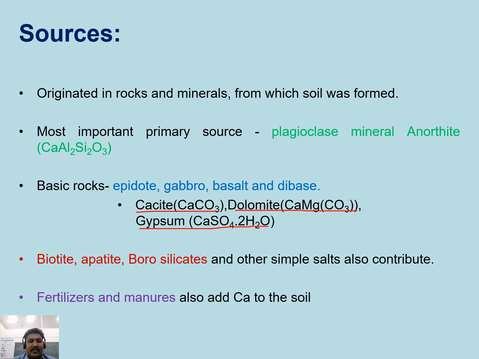And biotite, apatite, borosilicate, and other simple salts also contribute calcium. Apart from that, we are adding fertilizers and soil conditioners like gypsum and calcium carbonate, that is lime. From that, calcium can be added. If you are adding dolomite, calcium magnesium carbonate, or sometimes calcium magnesium sulfate, that will add both calcium and magnesium to the soil, and manures also contribute calcium to the soil.